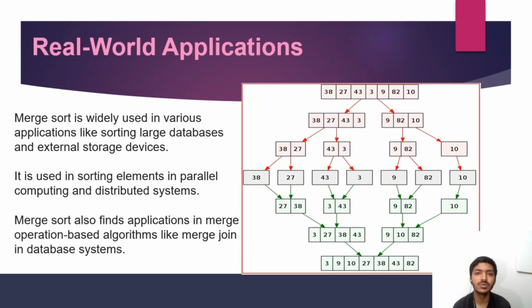The real-world application of merge sort. Merge sort is widely used in various applications like sorting large datasets, databases, and external storage devices. This is because merge sort is very essential and very useful in terms of sorting large datasets. It is used in sorting elements in parallel computing and distributed systems. Now this shows the efficiency of merge sort and how fast it is at sorting the elements. Merge sort also finds use in operation based applications and algorithms like merge join in database systems.